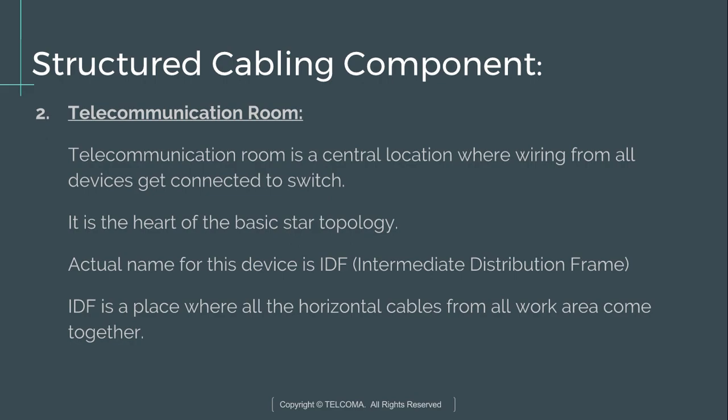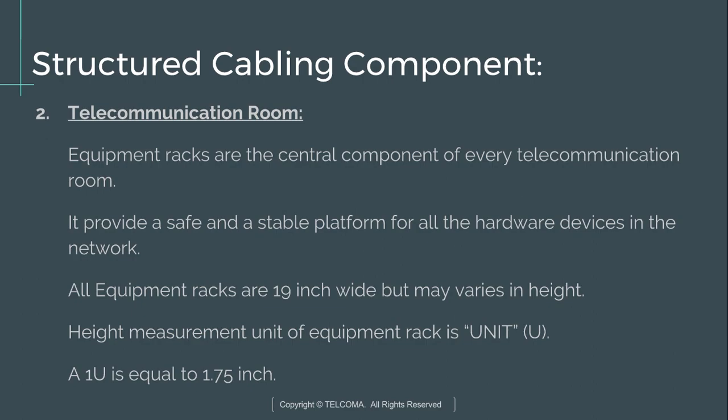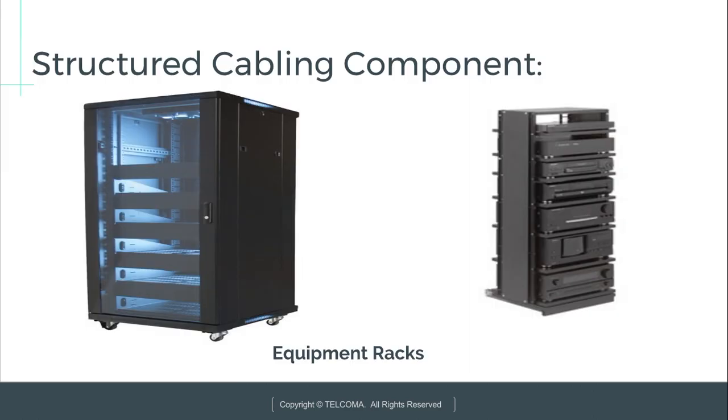Next is the telecommunication room. The telecommunication room is a central location where wiring from all devices gets connected, or terminated, to a switch. It is the heart of the basic star topology, and the actual name for this is the IDF, intermediate distribution frame. The IDF is a place where all the horizontal cables from all work areas come together. Next are equipment racks. Equipment racks are the central component of every telecommunication room. They provide a safe and stable platform for all the hardware devices in the network. All equipment racks are 19 inches wide but may vary in height. The height measurement unit of an equipment rack is the U, or unit. One unit is equal to 1.75 inches. This shows the equipment racks used in structured cabling.